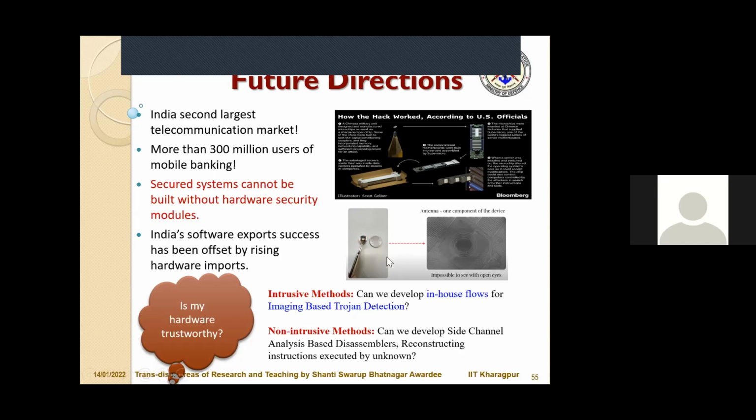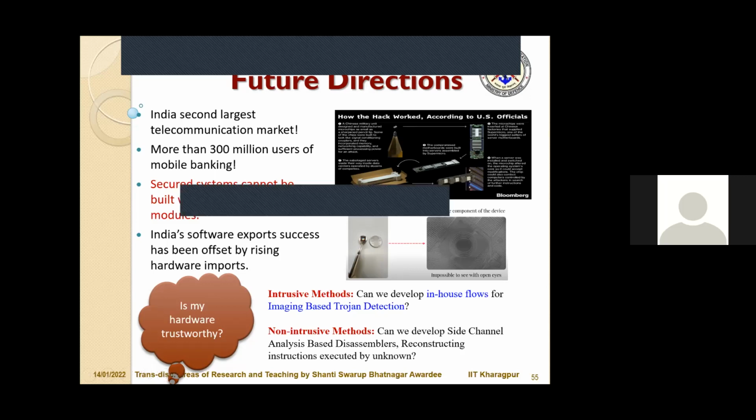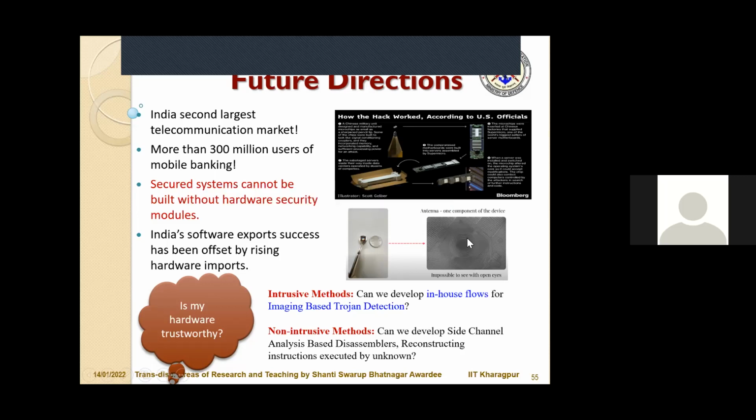So what we are trying to develop right now is imaging methods using image processing as well as maybe machine learning techniques. You can see here that we can detect that inside this chip there is an antenna, and potentially we can try to categorize them in a proper manner.